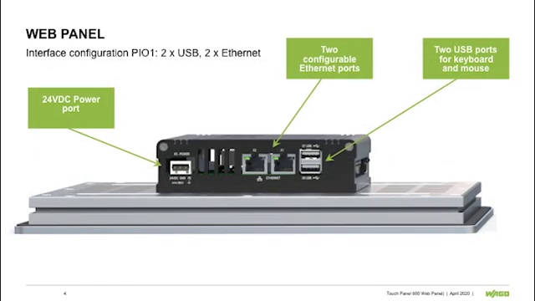This is the view of the web panel's interface ports. It is what we call the PIO1 configuration. There is a 24-volt DC port to power the device. It also has two configurable Ethernet ports. That is, you can configure the ports to act like a switch, or you can set them up as independent ports with separate IP addresses.